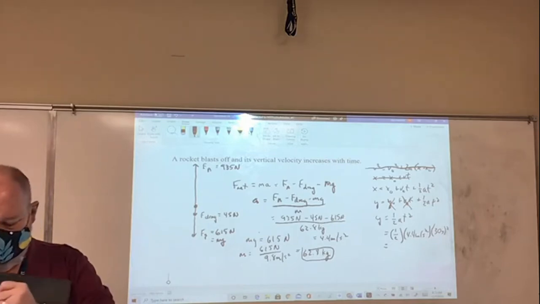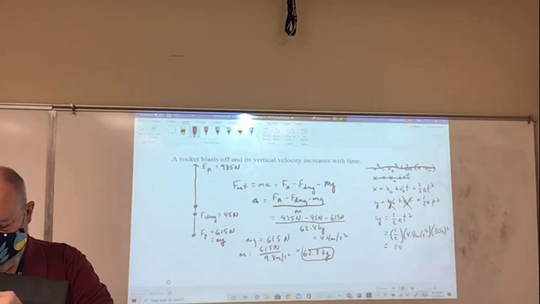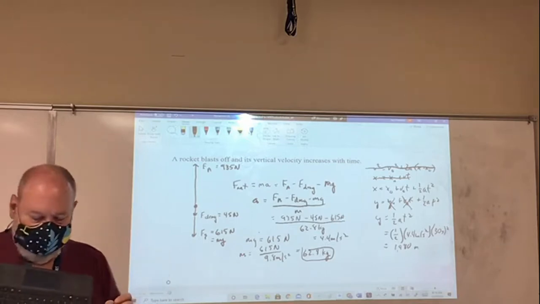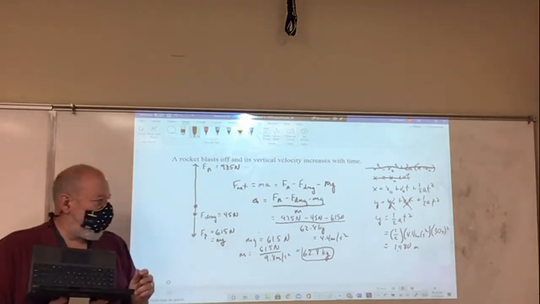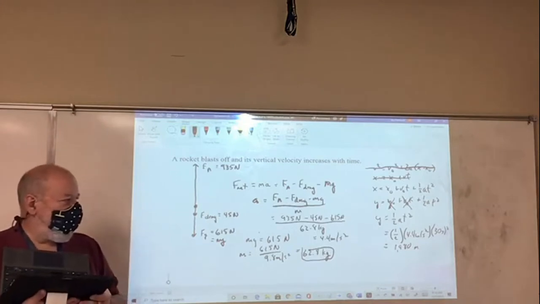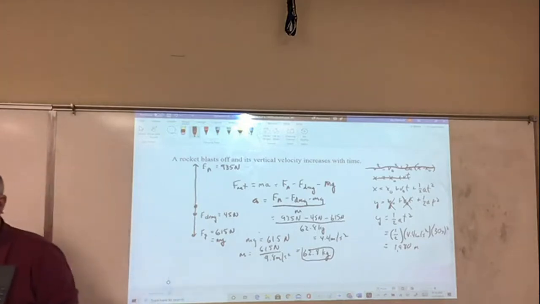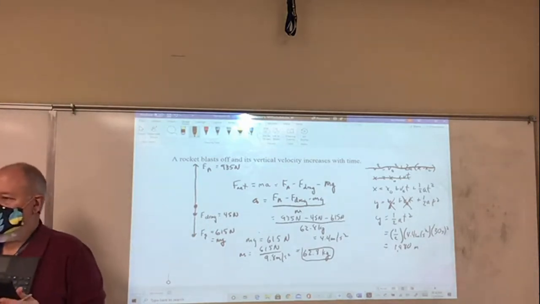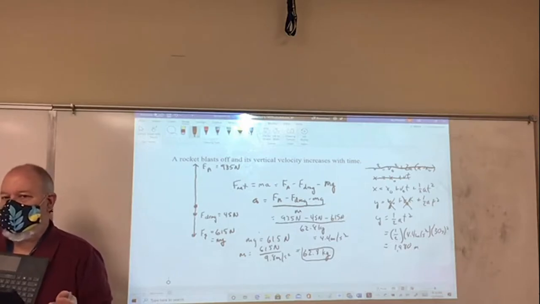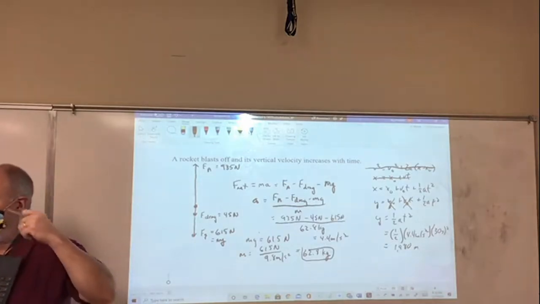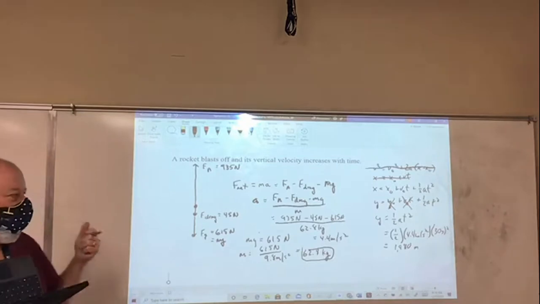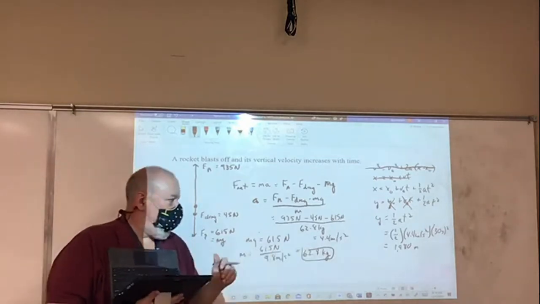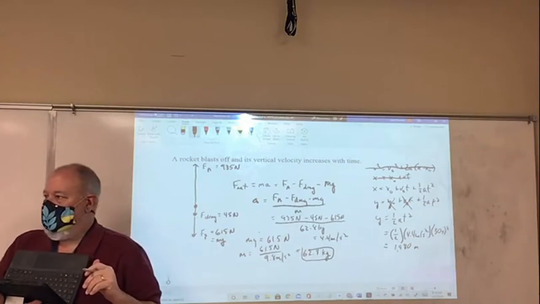What'd you get? 1,980 meters. Okay, so after 30 seconds, the rocket's only 1,980 meters. That's about a mile up. That's pretty consistent with what you know of rockets, right? It takes a while for them to get that acceleration going, and after about 30 seconds, maybe it's a mile up in the air.